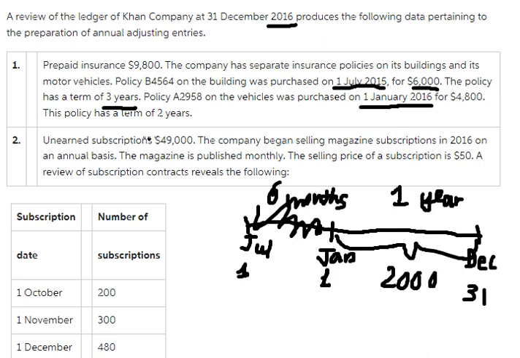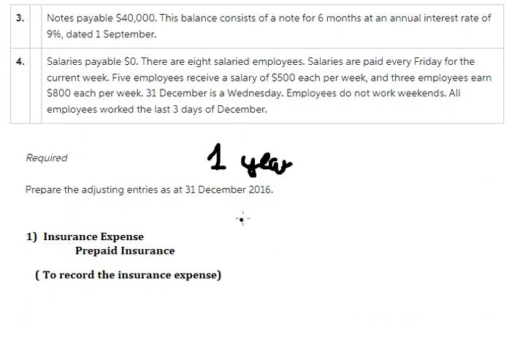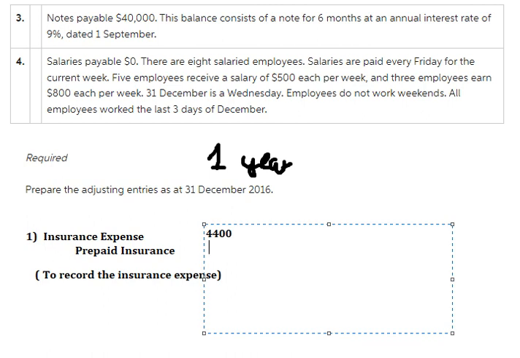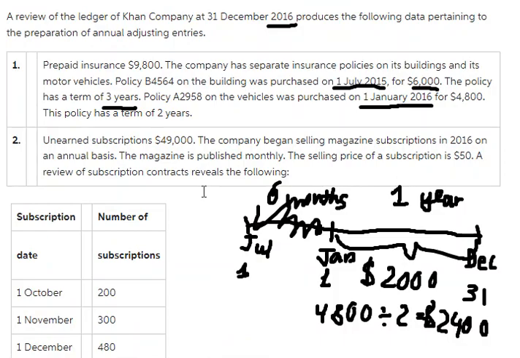And the next one is 2 years. So we want to find only 1 year in here. So we put 4,800 and divide by 2, and you got 2,400. So we sum this number and this number, and we got 4,400. And this is the answer for question number 1.